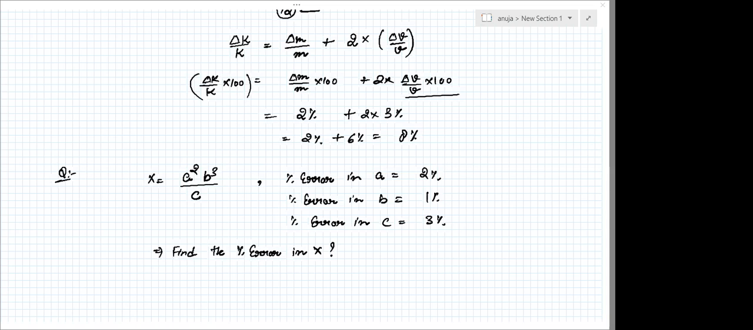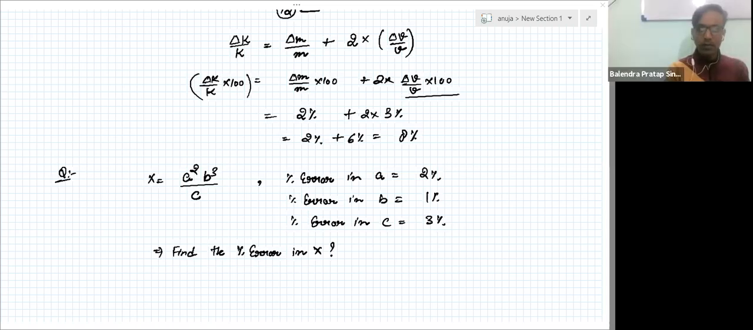So let me solve it. So here, the percentage error in x.